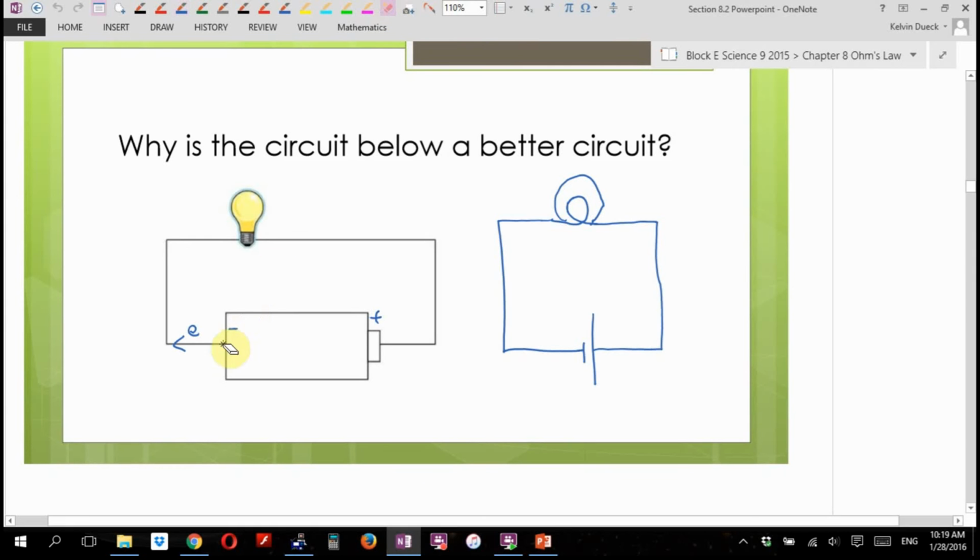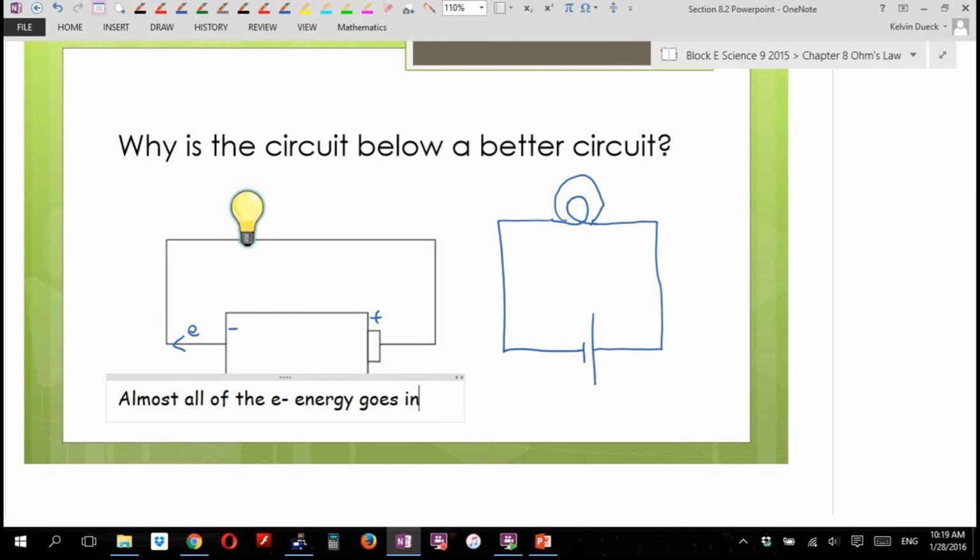So far, so good. Why is this a better circuit? So the electrons have all this energy. Are they going to heat up the wire? Maybe a tiny bit, because they always will a tiny bit. But where will most of their energy go? The light. Okay? Almost all of the electron energy goes into the light. There's very little chance, Katie, of these wires getting red hot and fire bad. It's not a short circuit.